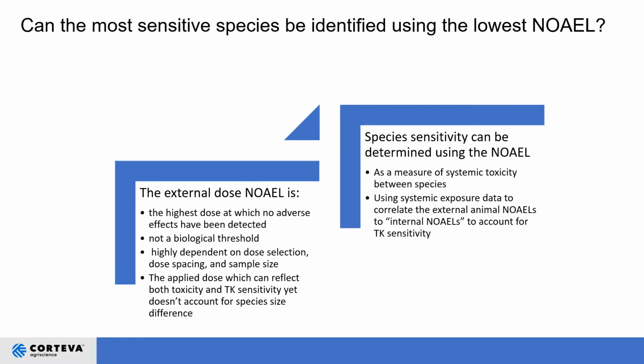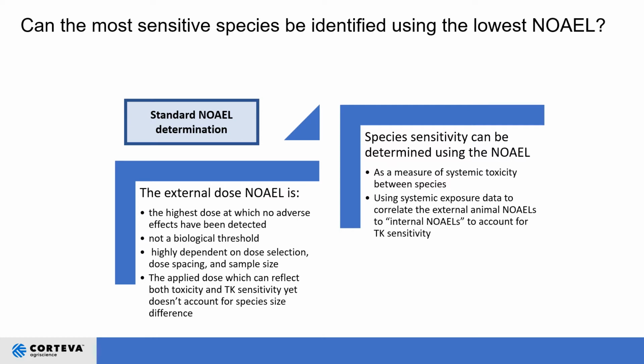When considering traditional toxicity testing and whether the most sensitive species can be identified using the No Observed Adverse Effect Level, or NOAEL approach, the external NOAEL is the highest dose at which no adverse effects have been detected. It's not a biological threshold, and it's a value subjective to dose selection, dose spacing, and sample size. The applied dose can reflect both toxicity and TK sensitivity, yet it doesn't account for species size difference.